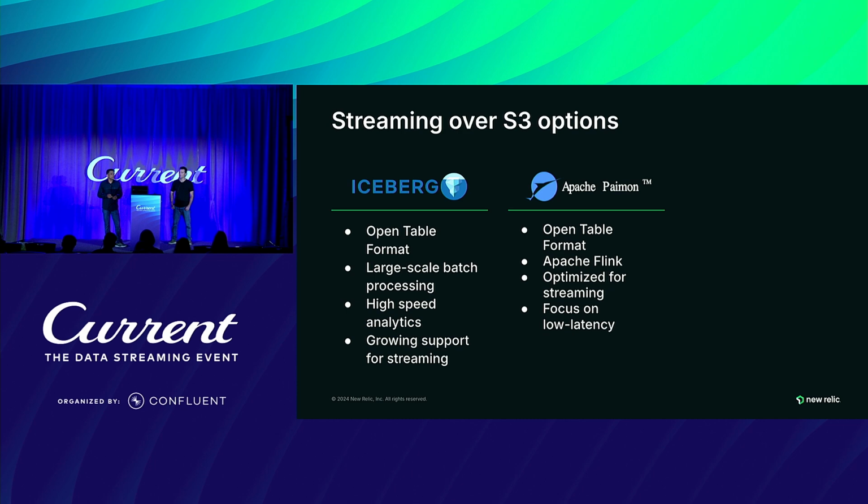So their focus was mainly on the low latency and the streaming use cases. And this exactly fits our use case as well. We want to stream the events as soon as possible with the lowest latency possible. So that's the second option.